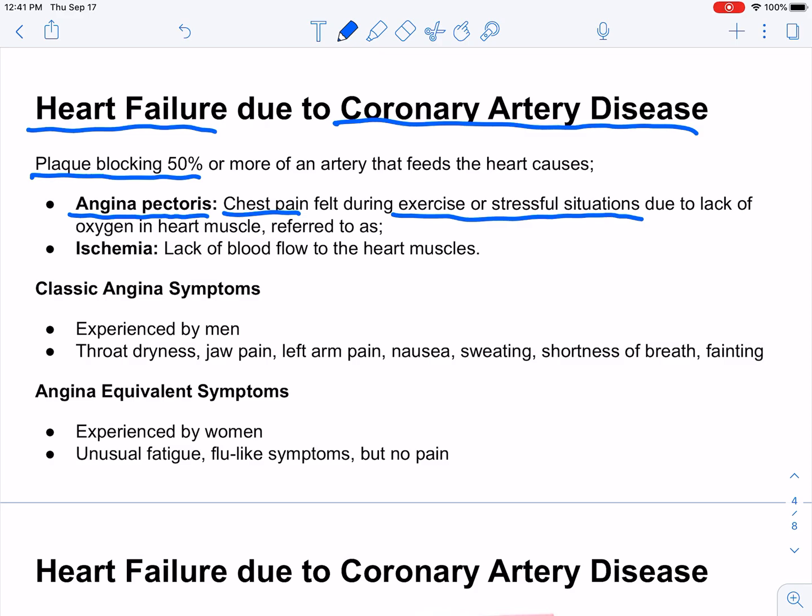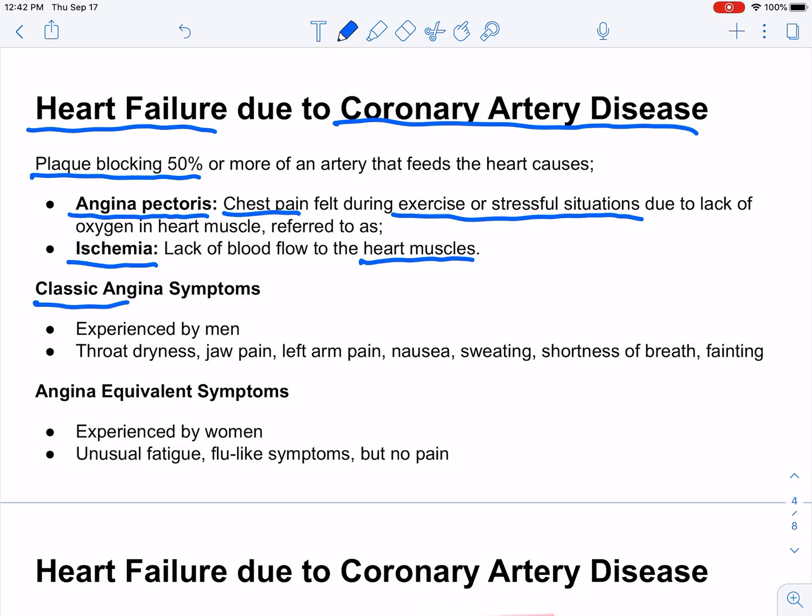It's basically a sign that blood is not being adequately pumped around the body. Ischemia is a common symptom of that, right? It's a lack of blood flow to the heart muscles in particular. So it's important to understand that this is blood getting to the heart muscle, providing oxygen to the heart muscles, and it's weakening the heart.